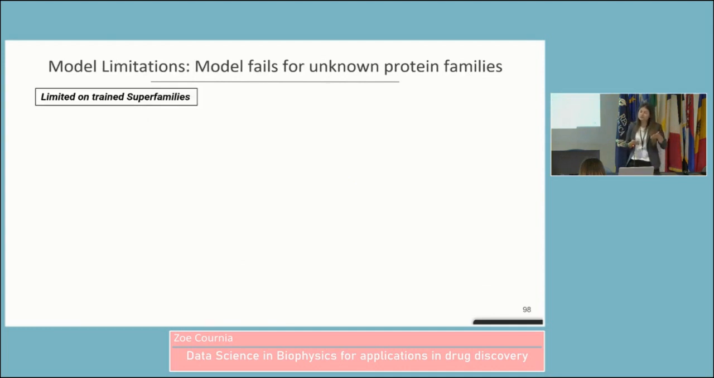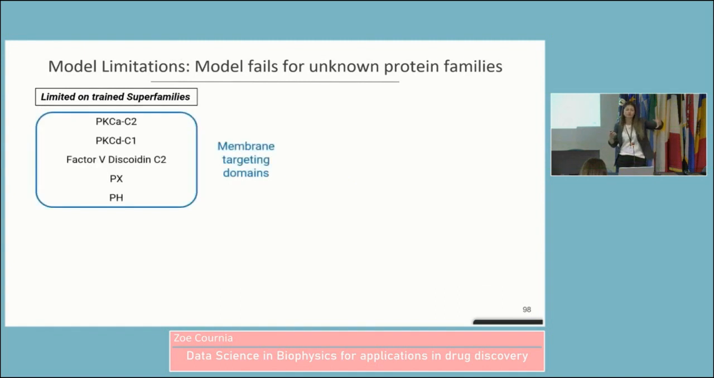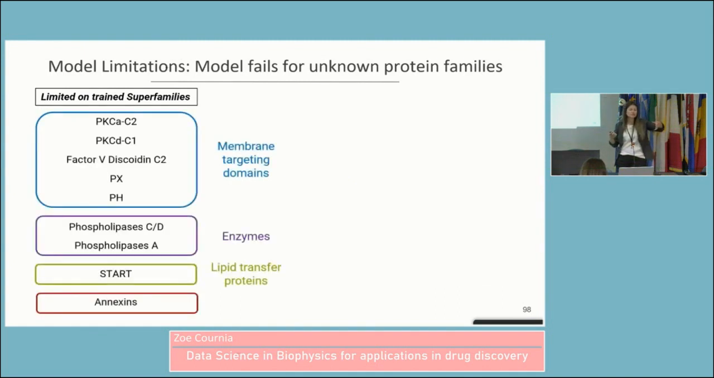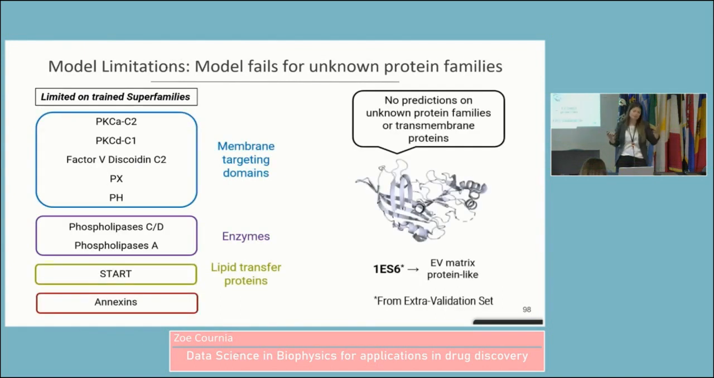But the only limitation here is that the data set that we had was for 9 protein families. If we gave it a different protein family, then it didn't predict anything.